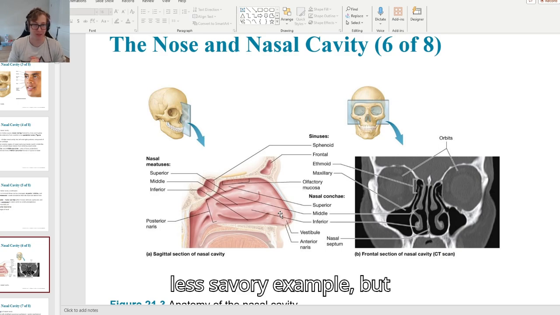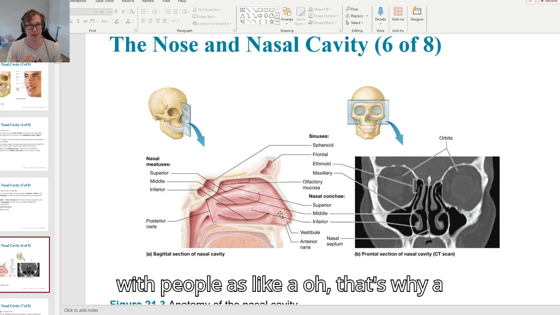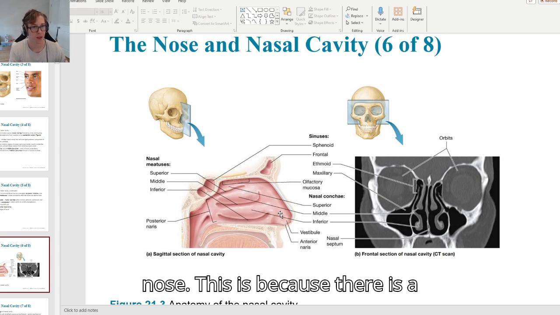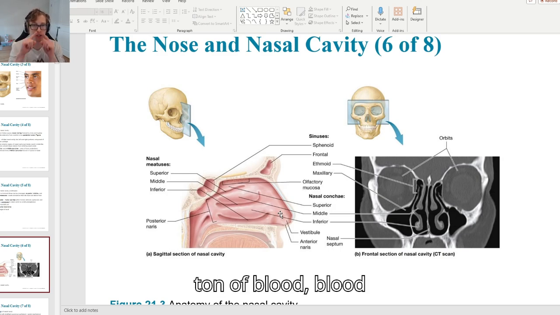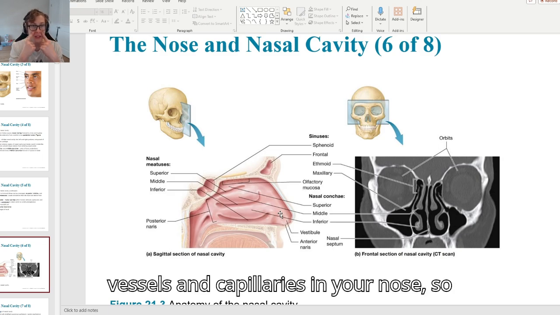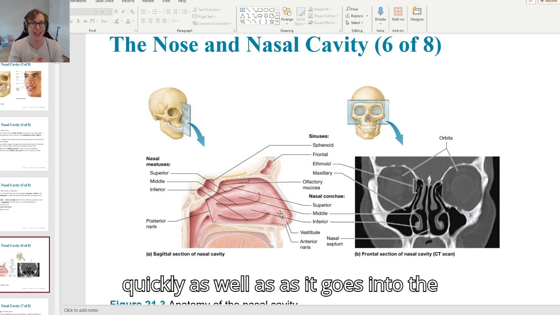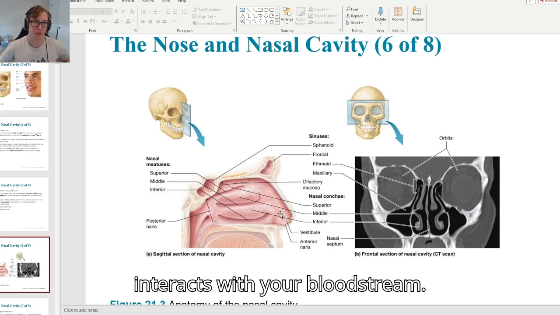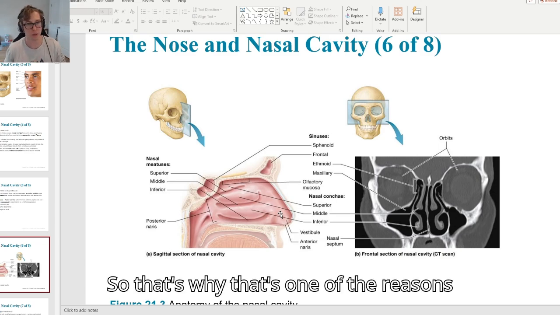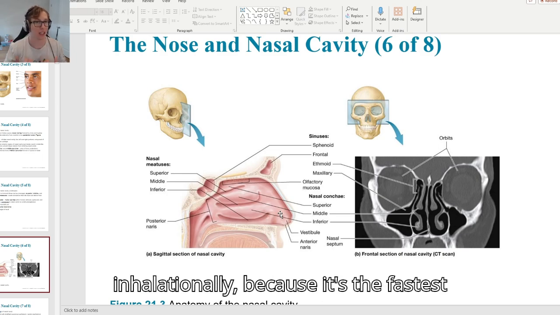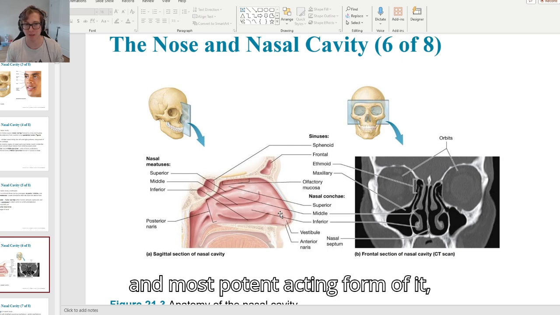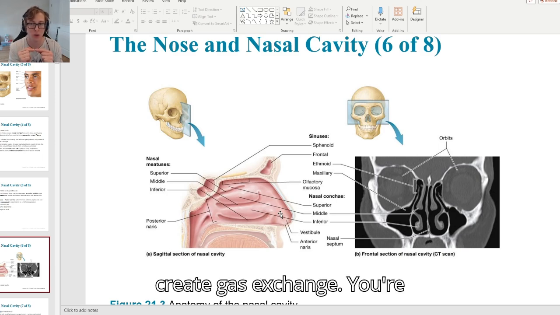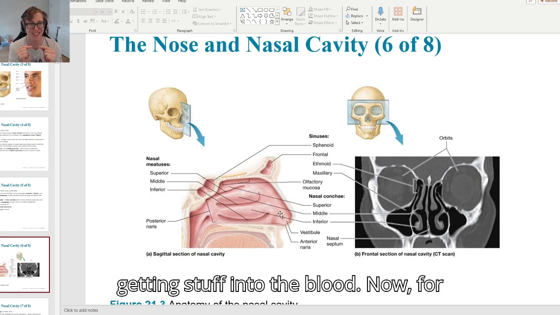A less savory example, but probably something that might resonate with people as like, oh, that's why. A lot of drugs are taken through your nose. This is because there is a ton of blood vessels and capillaries in your nose. So it's able to be absorbed incredibly quickly, as well as it goes into the lungs, it directly interacts with your bloodstream. So that's one of the reasons that a lot of drugs are taken inhalationally, because it's the fastest and most potent acting form of it, because of how many blood vessels there are and how thin those layers are to create gas exchange. You're getting stuff into the blood.